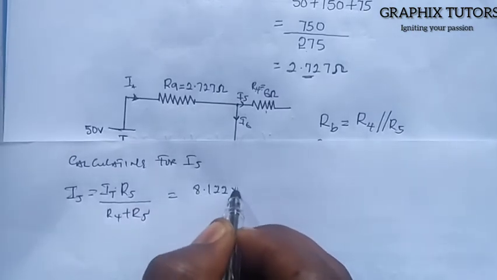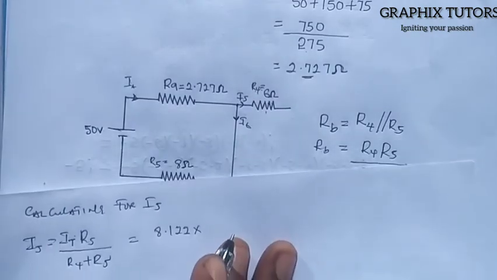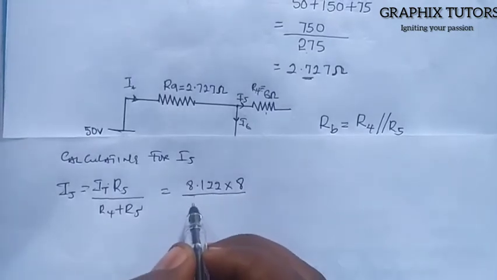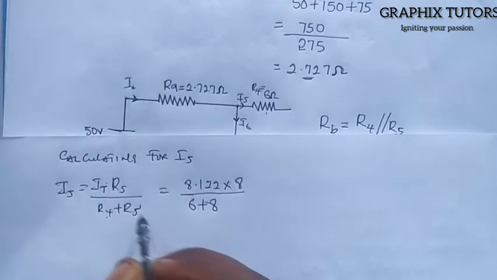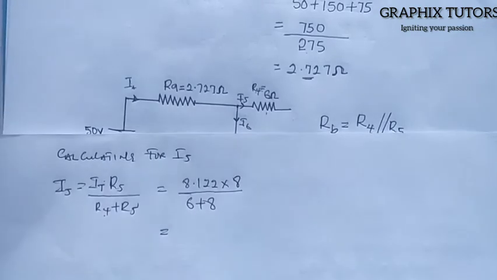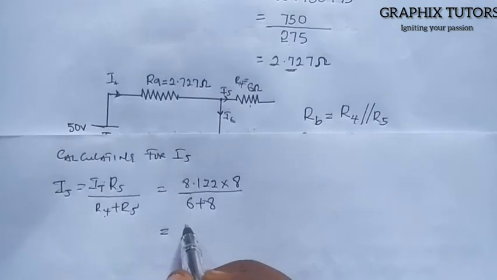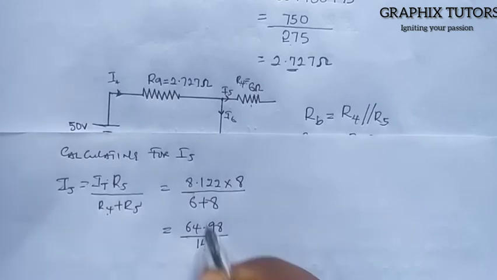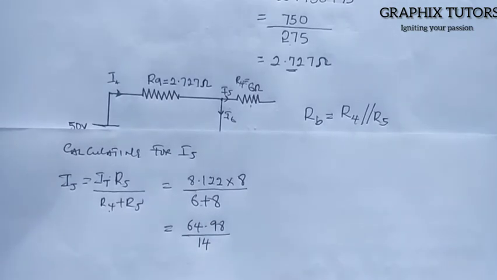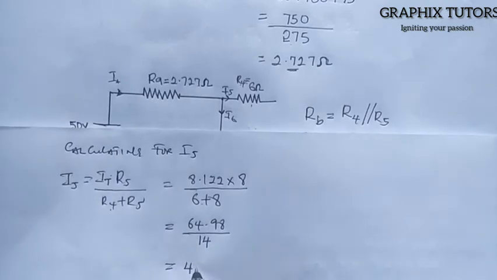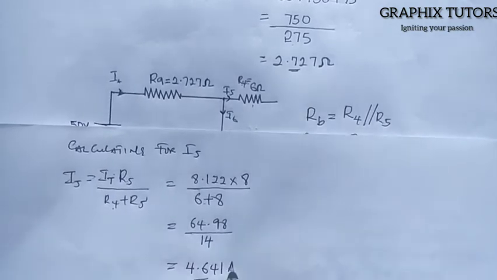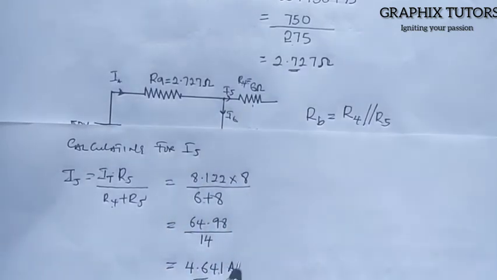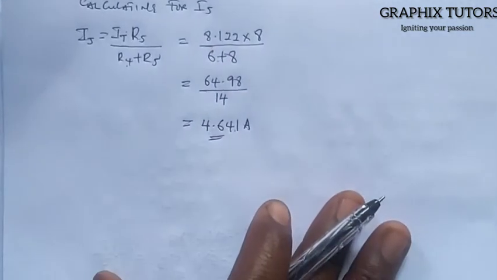We know that our I total is 8.122, multiplied by my R5, which is 8, all over 6 plus 8, because R4 is 6 and R5 is 8. At the end of the day, we're going to be having 64.98 all over 14, because 6 plus 8 is 14. We divide it and we have 4.641 amperes. So the current flowing through this I5 is 4.641 amperes. Now you repeat the same process.